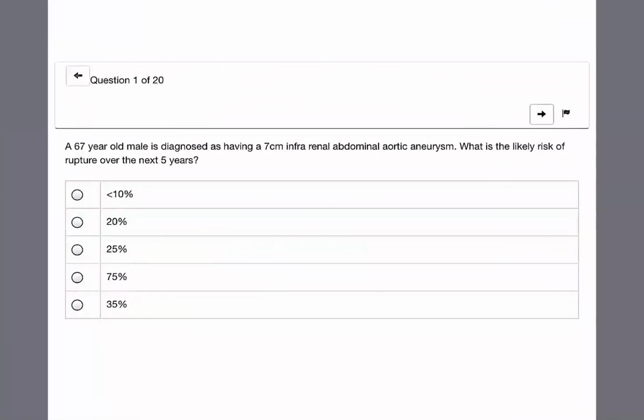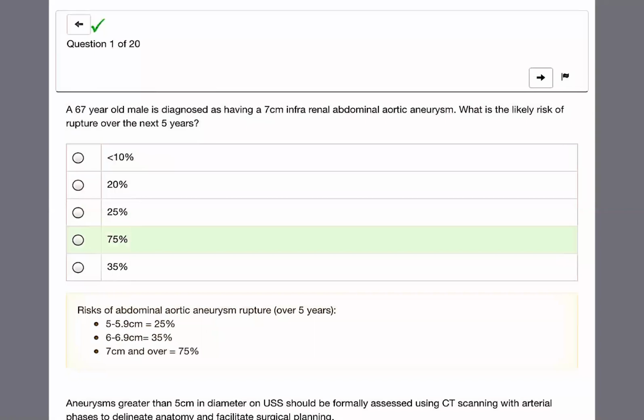Next, Dr. Az. A 67-year-old male is diagnosed as having a 7 centimeter infrarenal aortic aneurysm. What is the likely risk of rupture over the next 5 years? Less than 10%, 20%, 25%, 75%, 35%. You always have difficult questions with normal range; you don't have to think, you just have to know it. This is 75%. I haven't seen this question before, maybe it's an old question. But keep in mind: from 5 to 6 is 25%, from 6 to 7 it is 35%, and more than 7 it is very dangerous, about 75%.